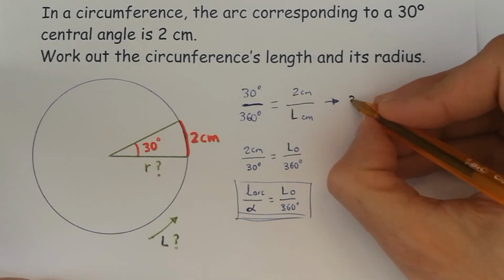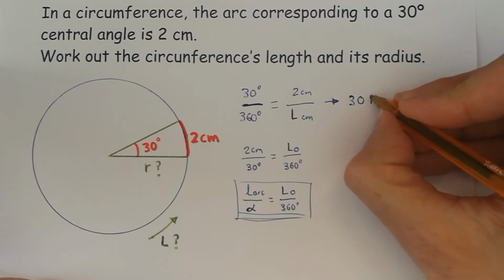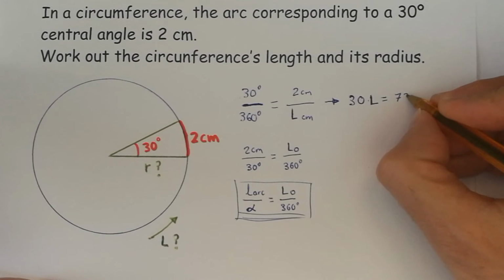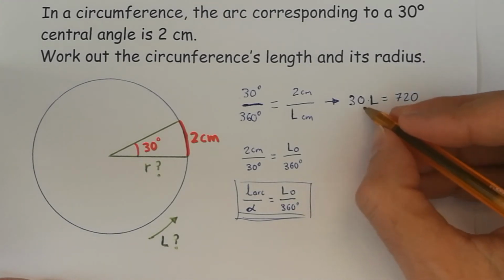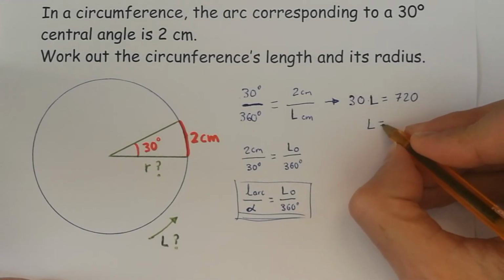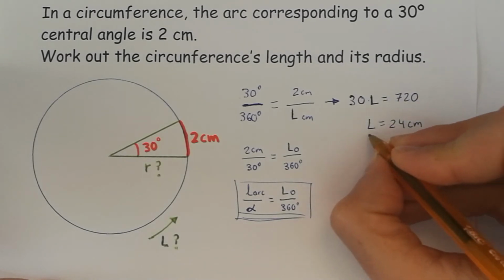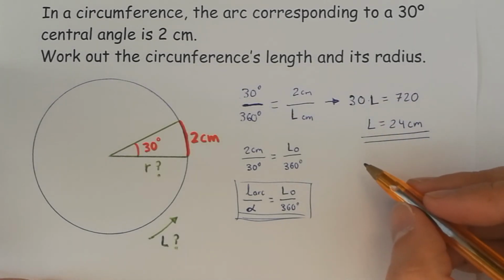If we multiply 30 times L, it's going to be 720. Then we divide in both sides by 30 and we get 24 centimeters. This is our first result.